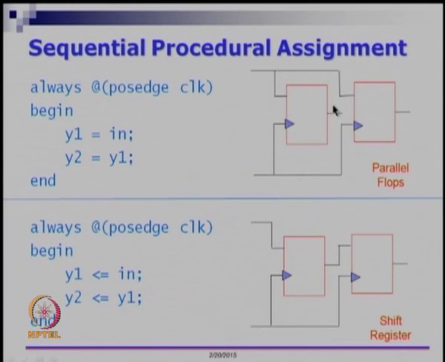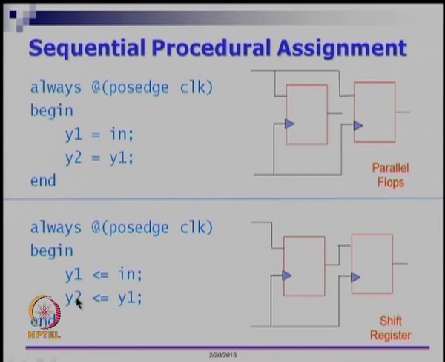If you want to optimize the hardware, if you are tapping y1 to do something and y2 to do something, you can as well just tap y1 and get rid of this flip flop 2 altogether. That's what tools would do. Whereas let's look at this one, y1 is non-blocking equal to in and y2 is non-blocking assign y1. Now let's look at the implication of it.